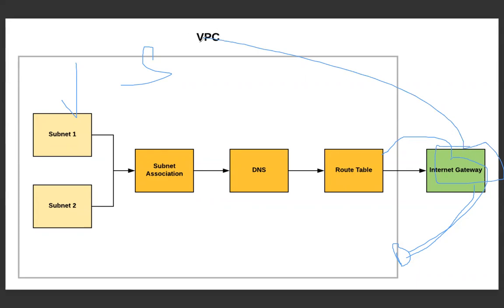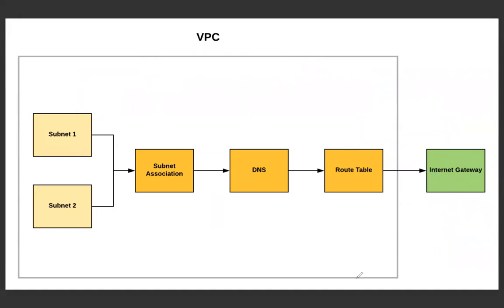But VPC is not going to do the routing. Your route table is going to do the routing, right? So this internet gateway we need to attach with your route table. Am I right or wrong? Right. So we need to attach it with the route table. So in this route table, I need to create the rule.